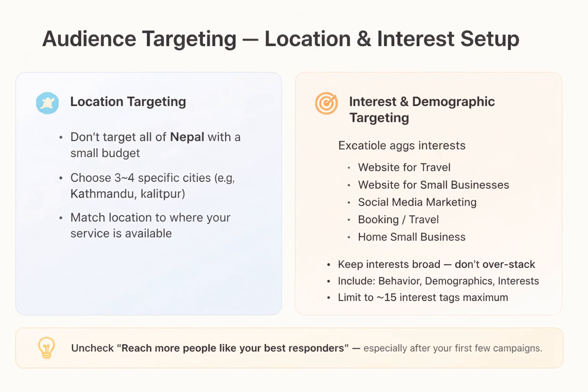For interests, he's targeting people interested in websites, small businesses, social media marketing, travel booking, and similar topics, because the campaign is for a web design service. He adds a practical warning: don't stack too many interests. He recommends staying around 15 interest tags at most. More isn't always better. It can dilute your targeting.